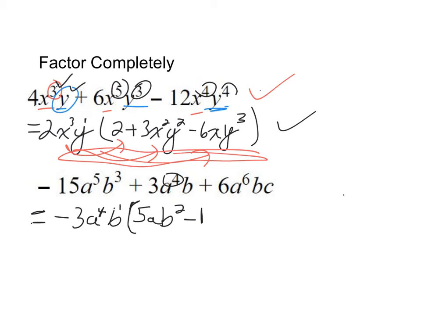And then for the third term, we would do negative 3 times what would give me positive 6, so watch your signs. So you would need a negative 2 to get that positive 6. And then a to the 4 we already have, but we need a to the 6, so we're going to need a to the 2. And then we have a b already, so that's good. We don't need a b, and then we have c. And you close the bracket.